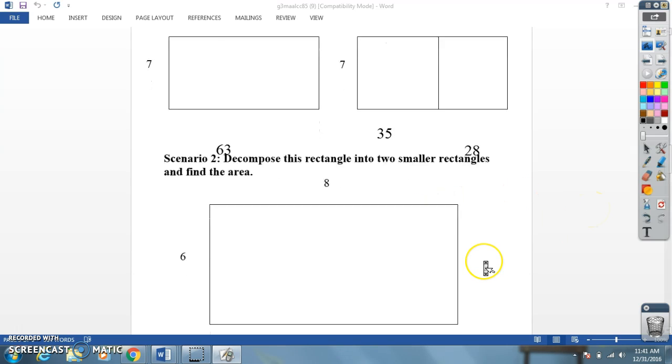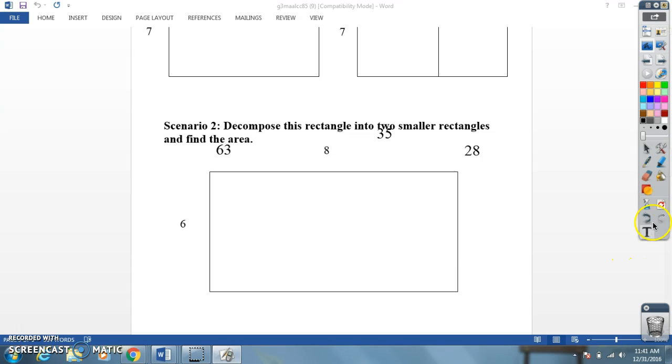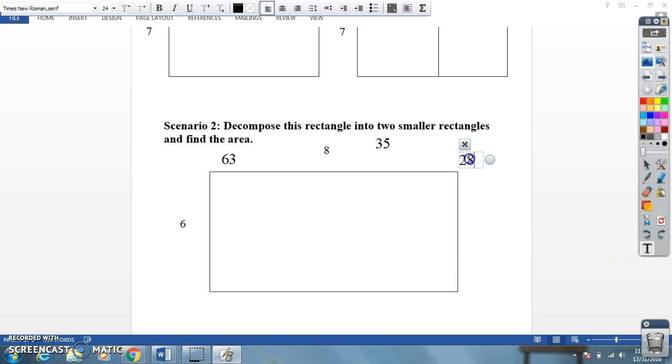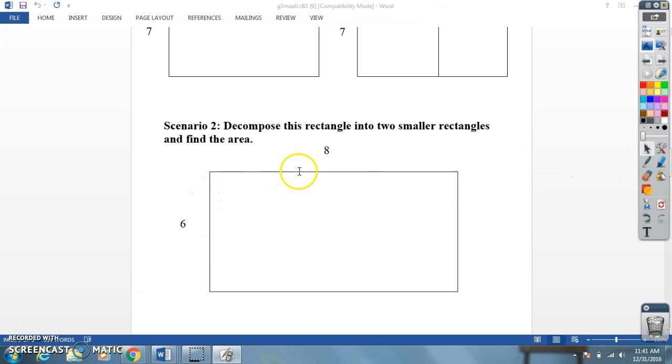So now we scroll down to the other problem on the screen that they have, which is a 6 by 8 rectangle. So if you look at this 6 times 8, we know that 6 times 8 is 48, or you could draw your 6 rows and 8 columns and count by 6s or 8s.